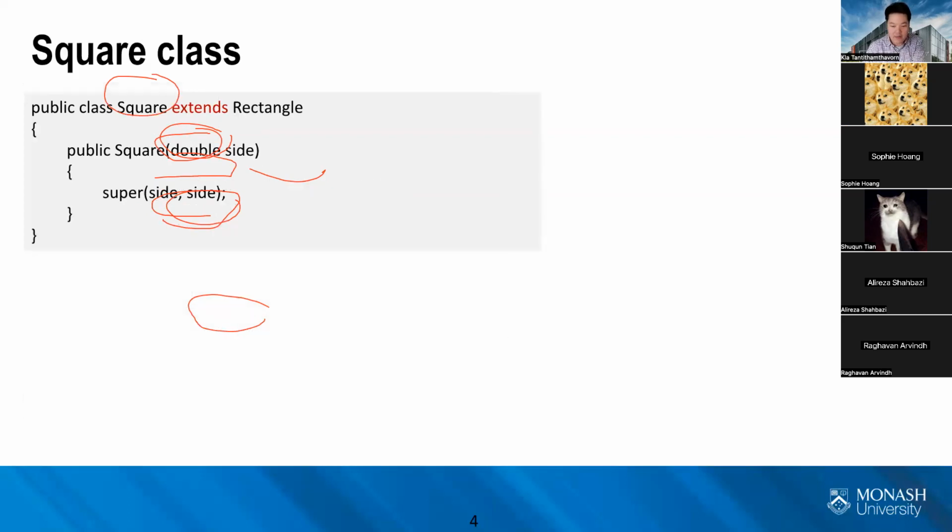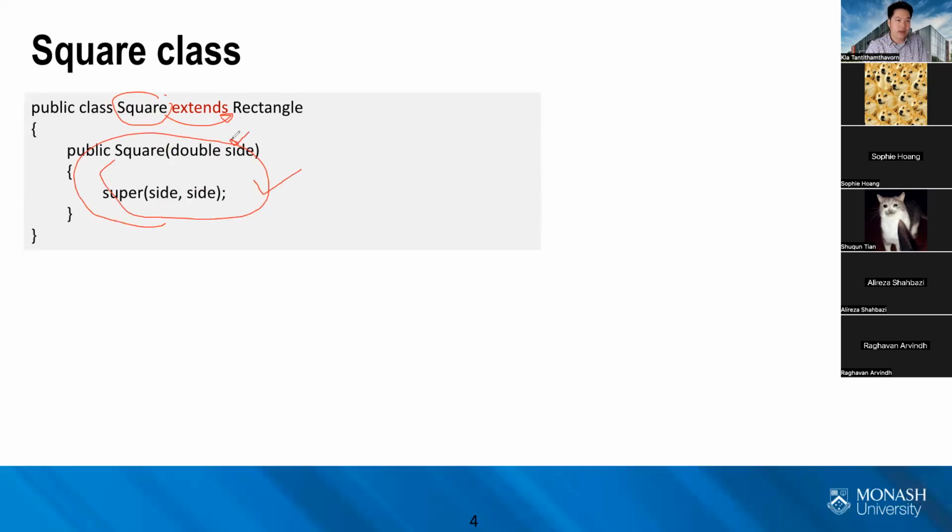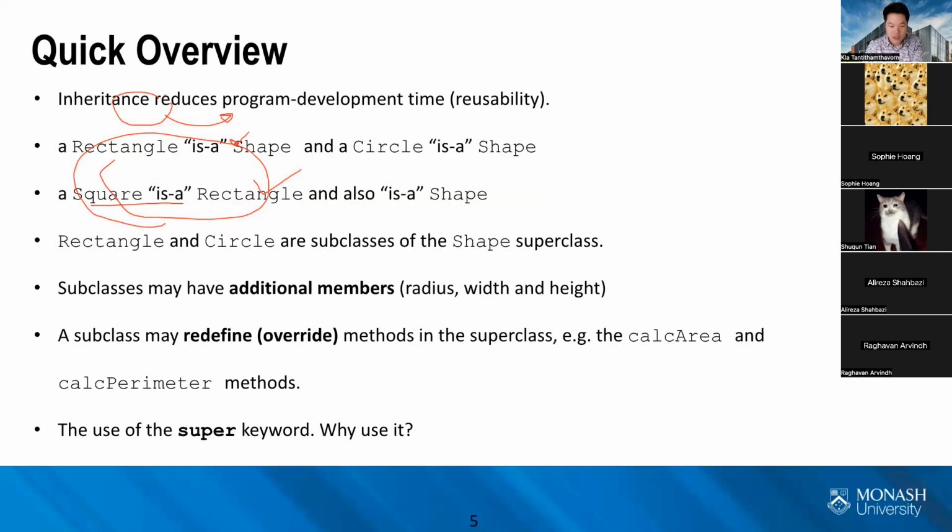And when we inherit, we will say like this: public class Square extends Rectangle. Then we can define what the square is here as well. There's a constructor, and the input is a double side, which passes the side twice, like that. Okay, all right.